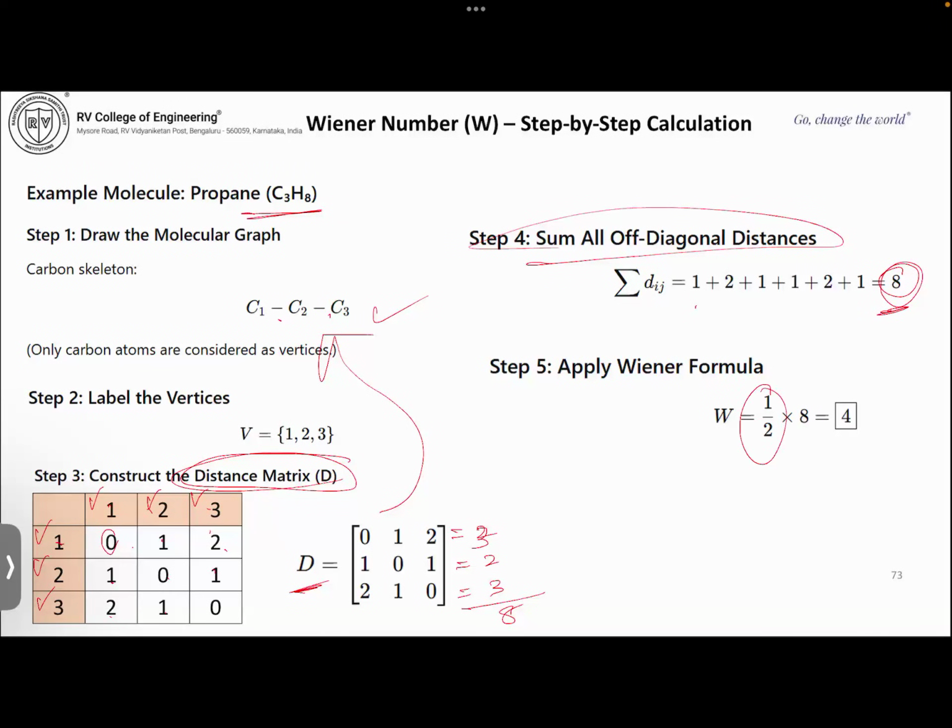And you should apply the formula: it is half of the sum of all the shortest distances between the vertices i and j. So it will be 4. The final answer, the Wiener number for propane, is 4.